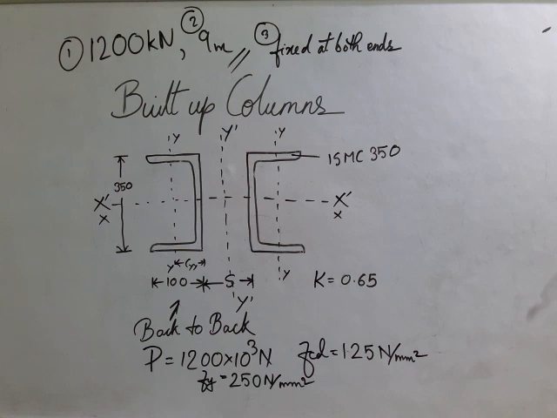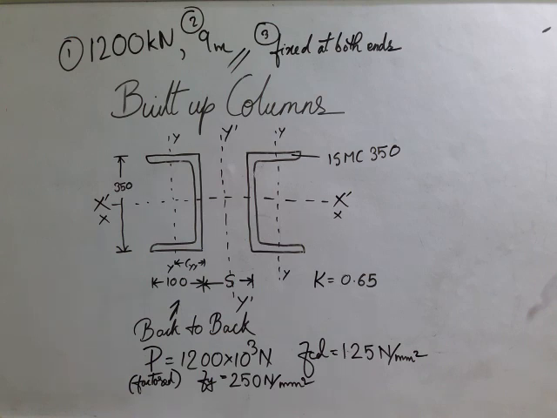Let us take it as a factored load. This 1200 kilonewton, let us take it as a factored axial load. If it is taken as a factored axial load, then obviously we don't have to multiply 1.5 again. So let us take this P as a factored one.